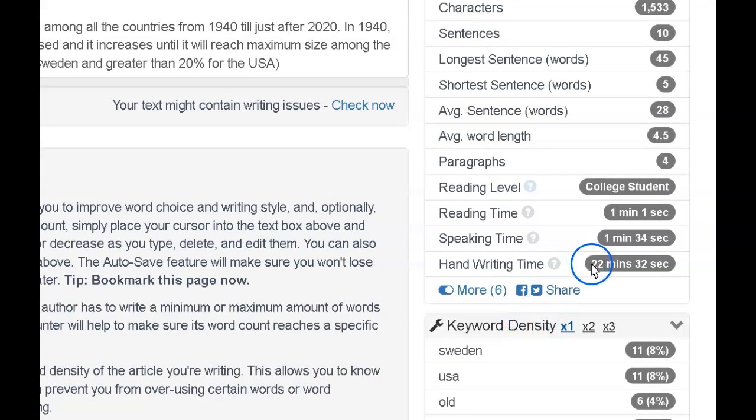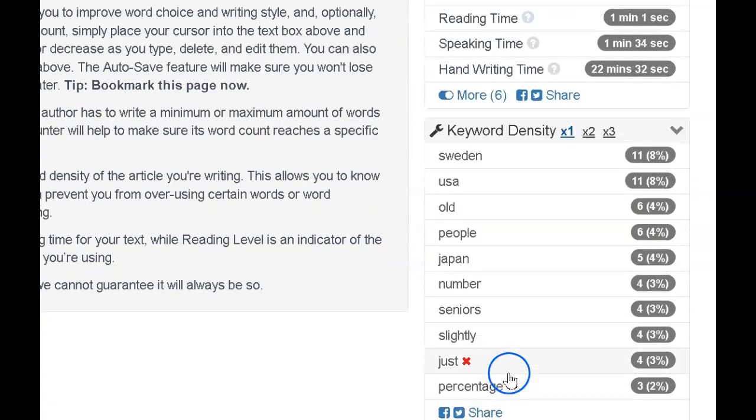It would take 22 minutes without any thinking and analyzing to write this. So there's no way. It could be longer. That's based on an average native speaker writing speed. Of course, Sweden and USA have to be used a lot of the time. Old people, number, seniors, slightly just percentage. Okay, that's fair enough in terms of your frequency of using keywords.